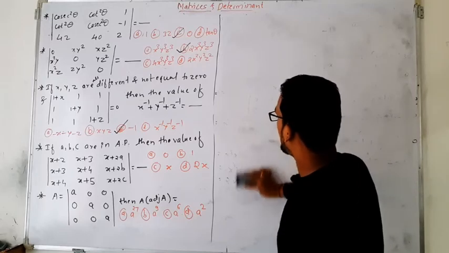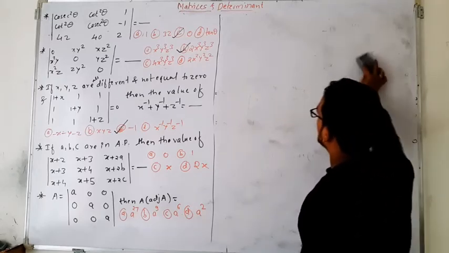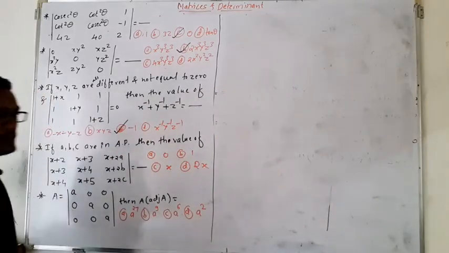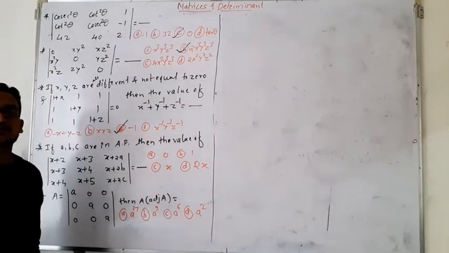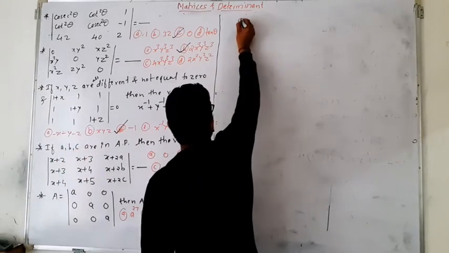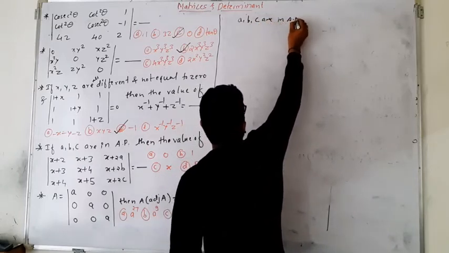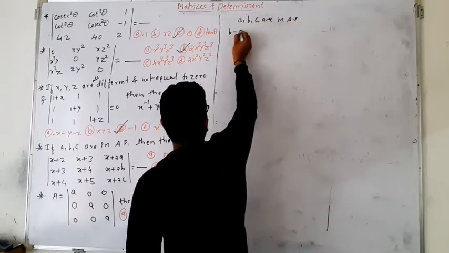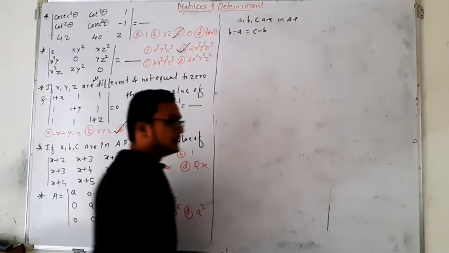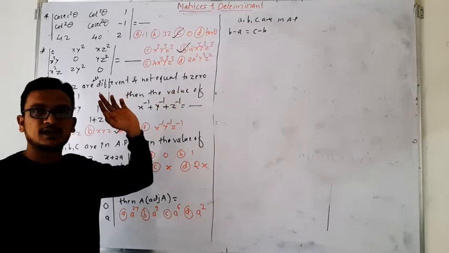And how do we find the common difference? The common difference can be found by the formula a2 minus a1 or a3 minus a2. Next term minus previous term, right? Now see here, A, B, C are in AP. So therefore B minus A is equal to C minus B. Next term minus previous term, their common difference must be the same.